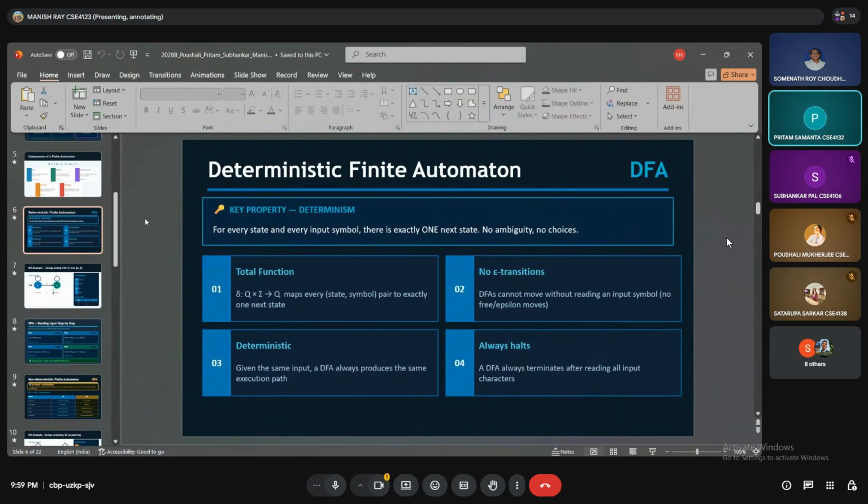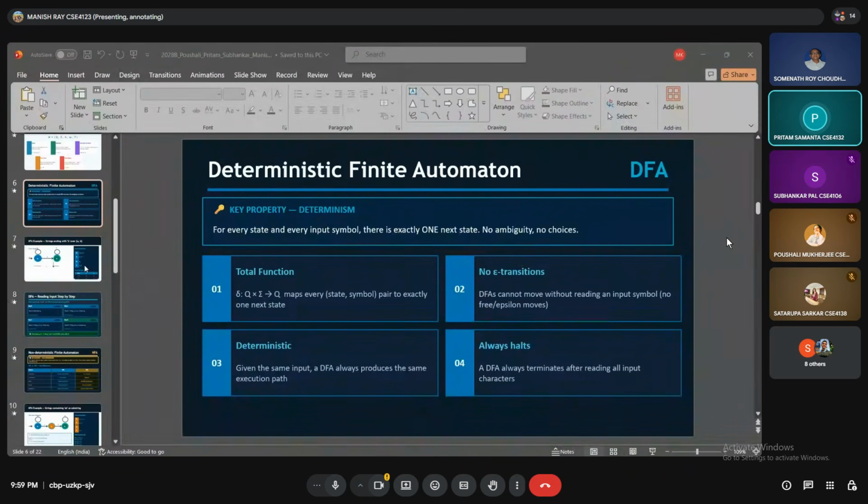Deterministic finite automata, key property. For every state and every input symbol, there is exactly one next state. No ambiguity, no choice. Total function, no epsilon transition. The transition function delta from Q times Sigma to Q maps every pair to exactly one next state. A DFA cannot move without reading an input symbol. A DFA always produces the same execution path. It always halts, always terminating after reading all the input characters.